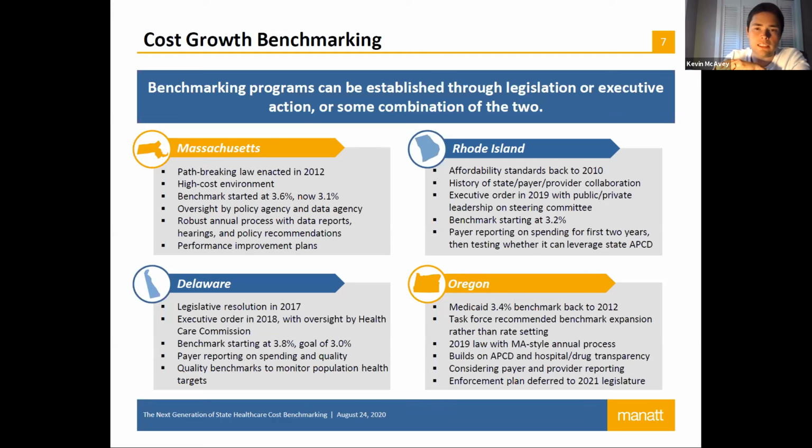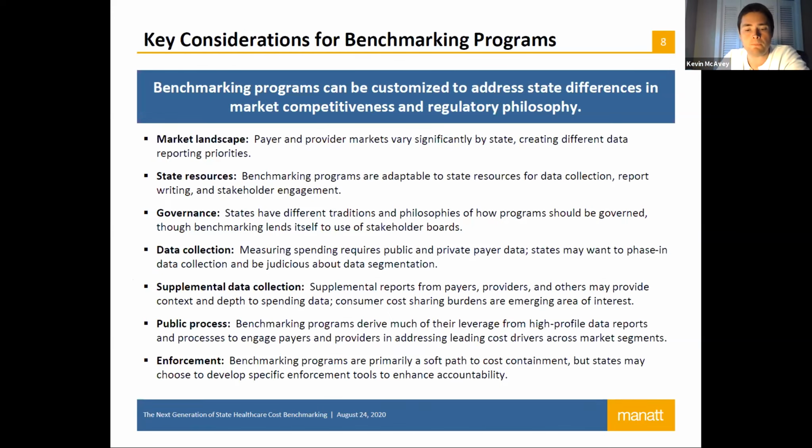Other states like Rhode Island and Delaware took a little bit more of a lighter approach, but did what they could in the time that they had, implementing benchmarking programs in their respective smaller states. And Oregon is now taking a more robust approach, building on a long history of hospital and drug transparency. Again, we have plenty of information on each of these programs. If you just Google one of our last names and benchmarking, you'll see a couple of papers come up that explain how states have approached implementing their benchmarking programs in the past, as well as some considerations going forward.